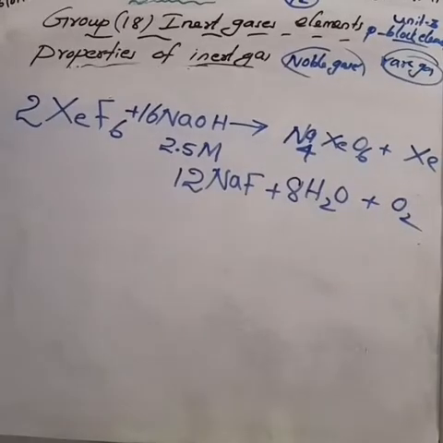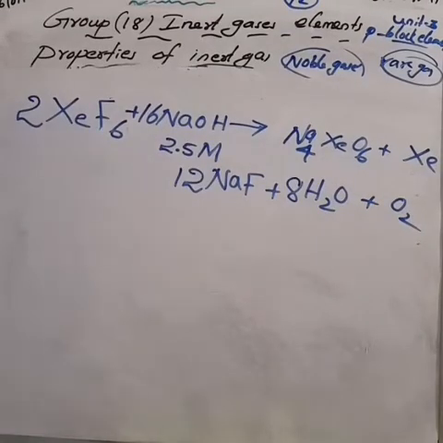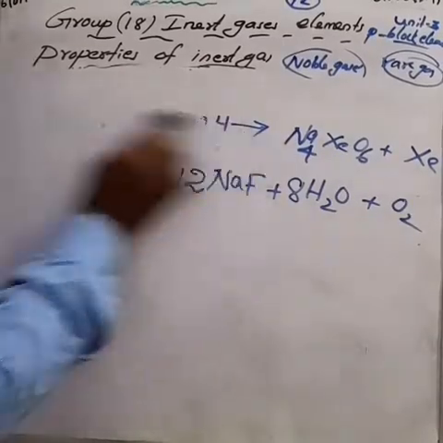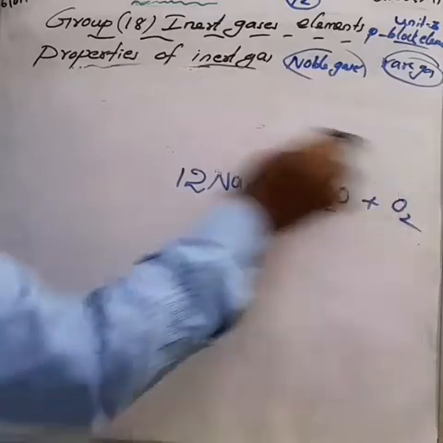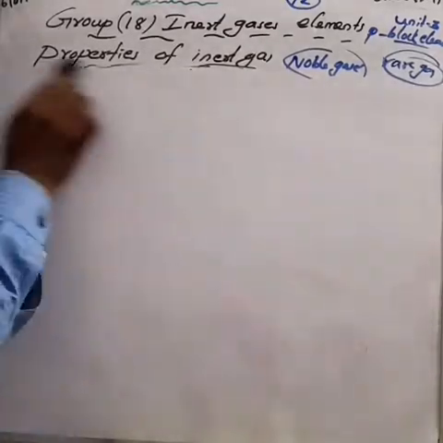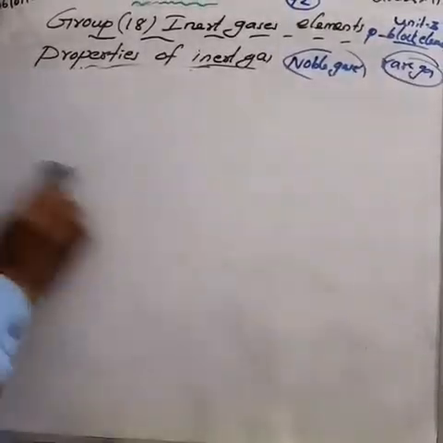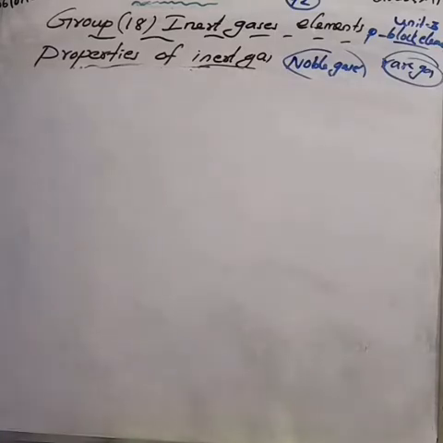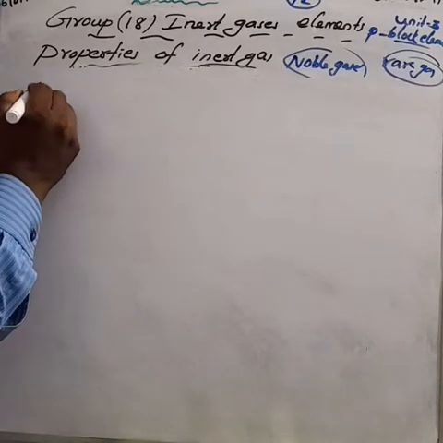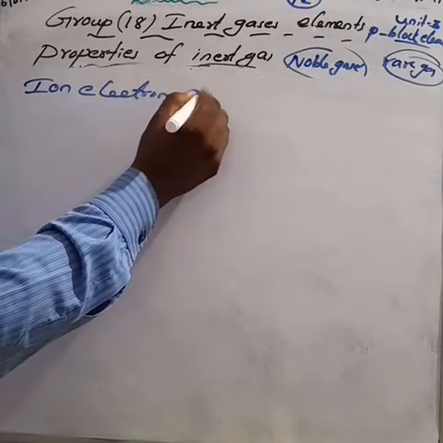Next, one of the important properties is that sodium perxenate shows a strong oxidizing property, not a reducing property. How can we explain this? The reaction going on here is balanced using the ion-electron method, which we learned in 11th grade. That method alone can balance this equation.